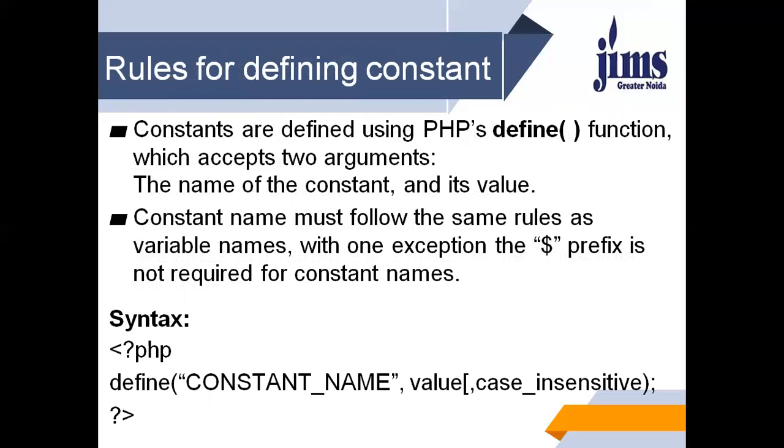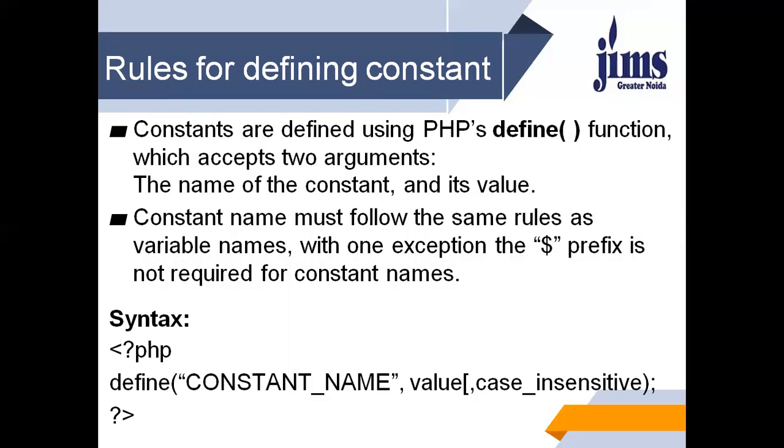So, rules for defining constants. Constants are defined using the PHP define function, which accepts two arguments: the name of the constant and its value. The constant name must follow the same rules as a variable name with one exception. The dollar prefix is not required for a constant name. So PHP constants are variables that have a single value throughout their lifetime in the program. The naming rules for PHP variables apply to constants also, except that they do not have the leading dollar sign.